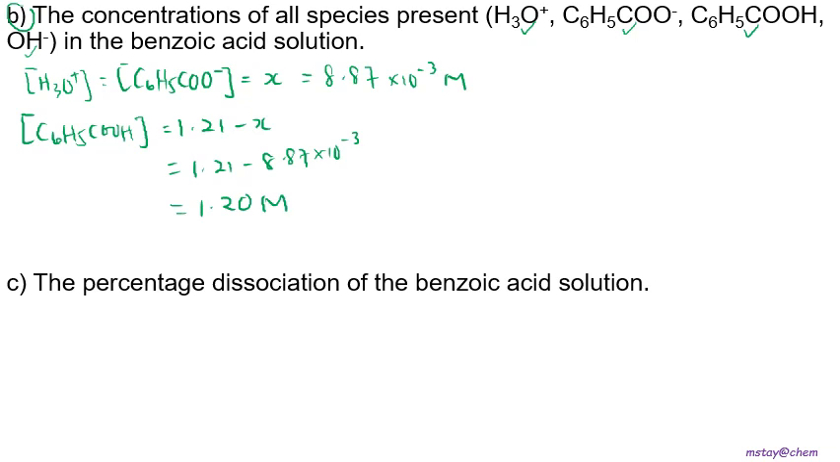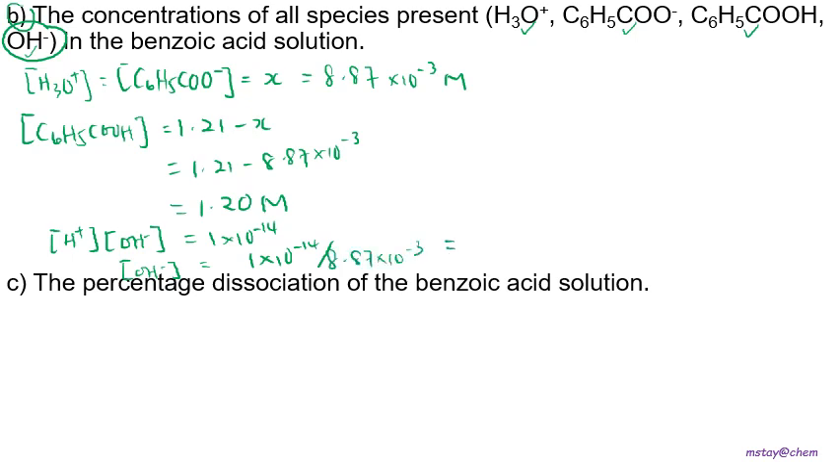So last one is the concentration OH negative. So we are going to use the relationship concentration H plus multiply with concentration OH negative equal to 1 exponent negative 14. So concentration OH negative will equal to 1 exponent negative 14 divided with 8.87 exponent negative 3. In the end we will get the final answer is 1.13 exponent negative 12 molar.